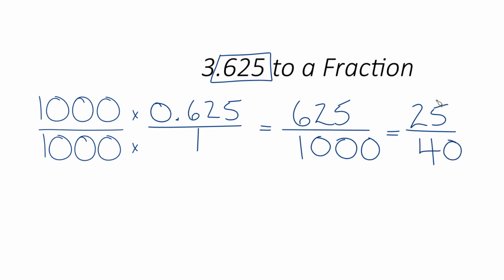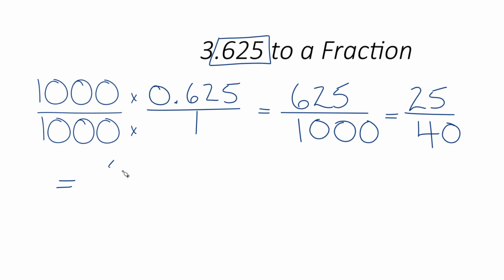So we've almost simplified it, but we can make that even simpler. 5 goes into 25 5 times. 5 goes into 40 8 times. So 0.625, that equals 5/8.